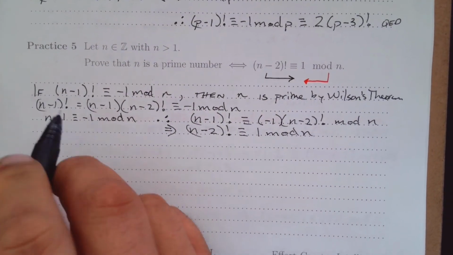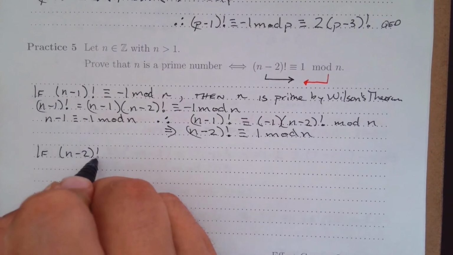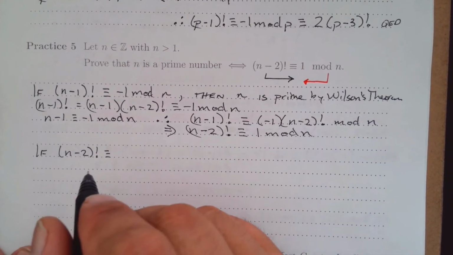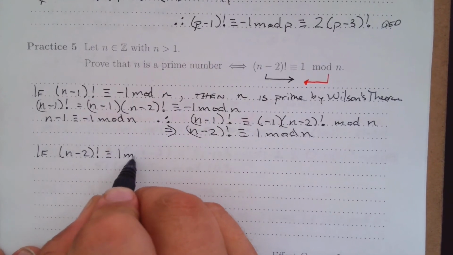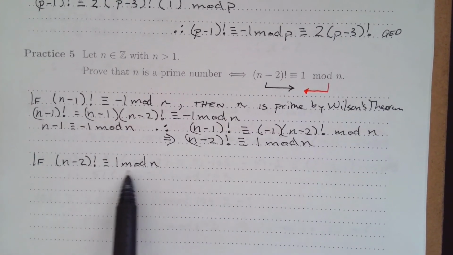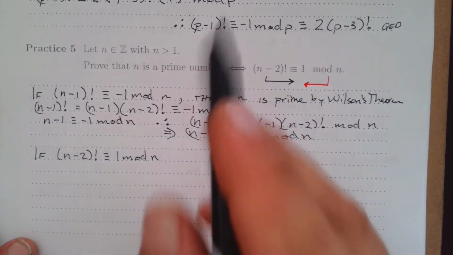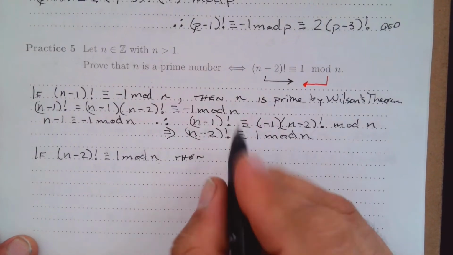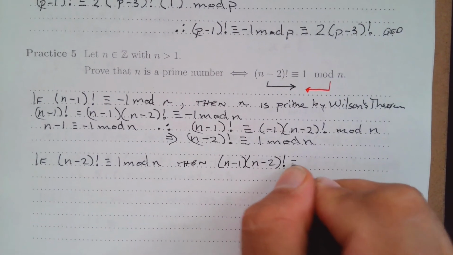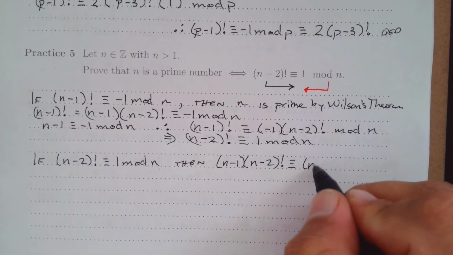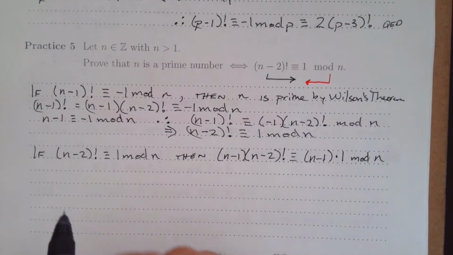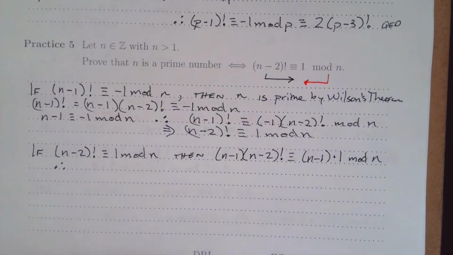If (n minus 2)! is equivalent to 1 mod n, okay, so if (n minus 2)! is equivalent to 1 mod n, then n minus 1 times (n minus 2)! is equivalent to n minus 1 times 1 mod n.